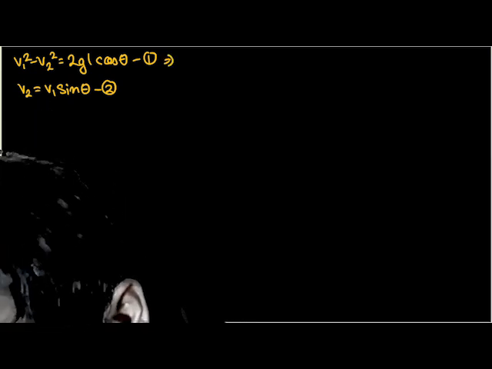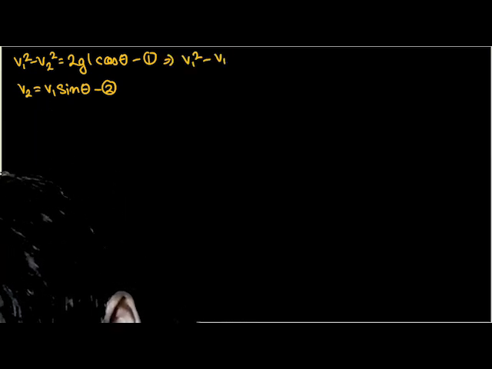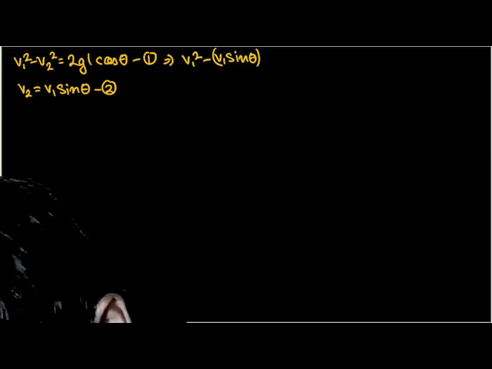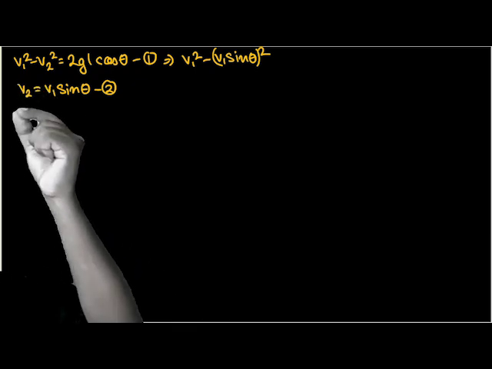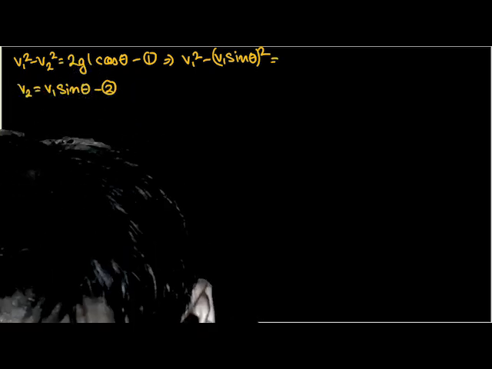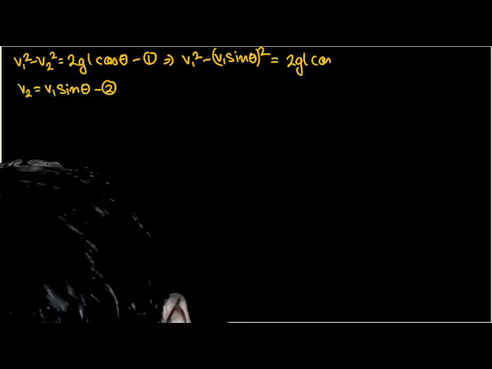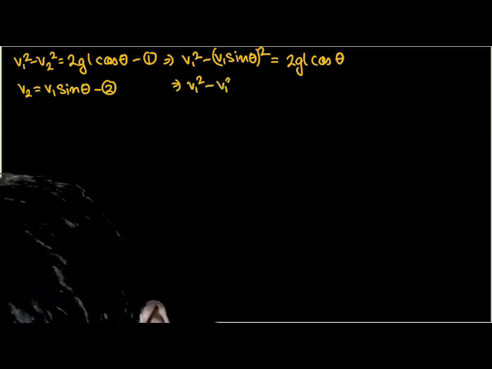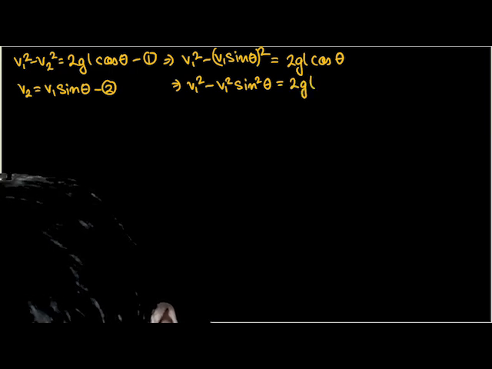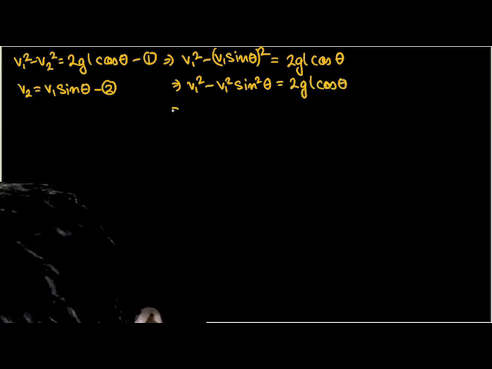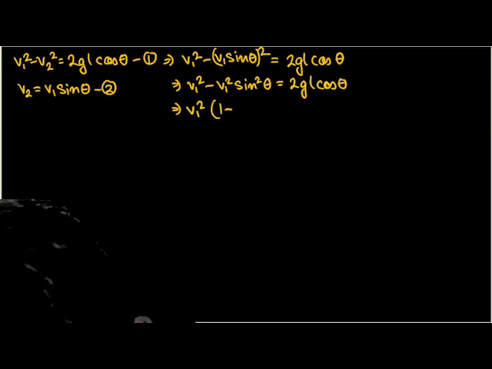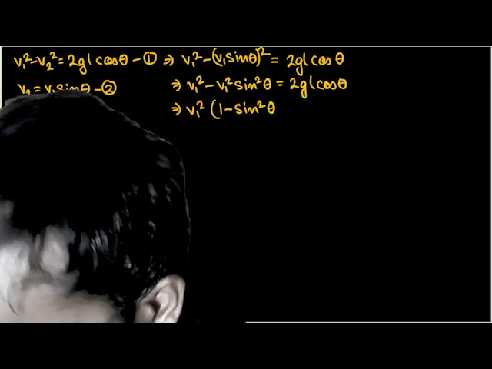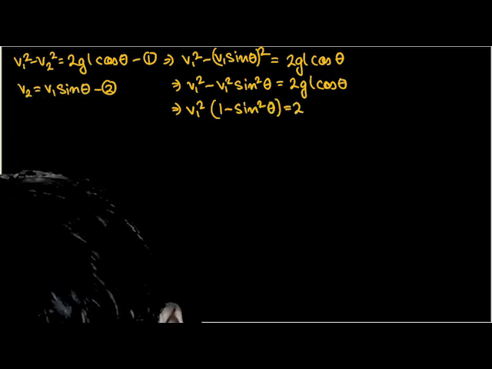We'll get V1 square minus V1 sin theta whole square is equal to 2GL cos theta. I'm just solving the equation, just substituting the value of V2 out here. Or V1 square minus V1 square sin square theta is equal to 2GL cos theta. If I take V1 square common, V1 square times 1 minus sin square theta is equal to 2GL cos theta.